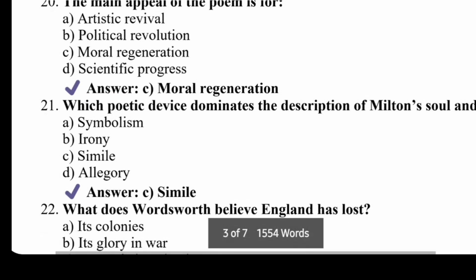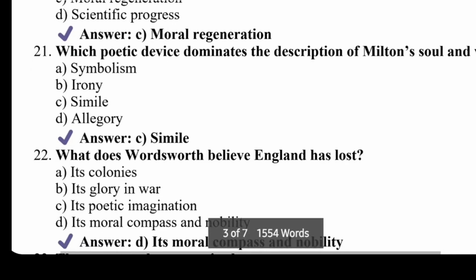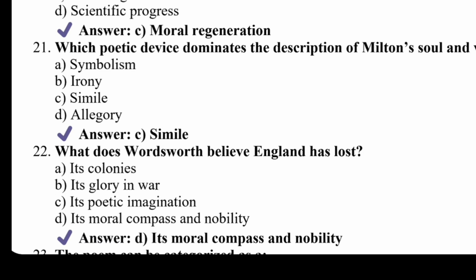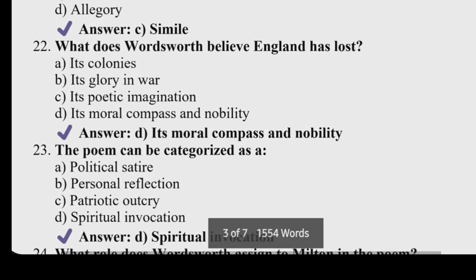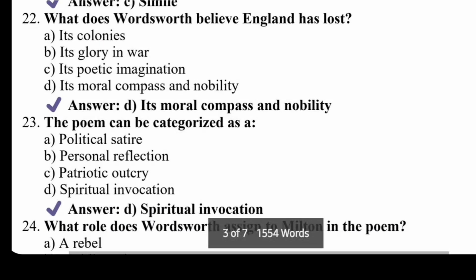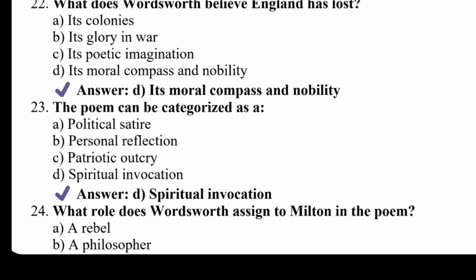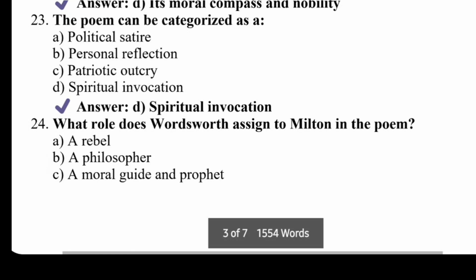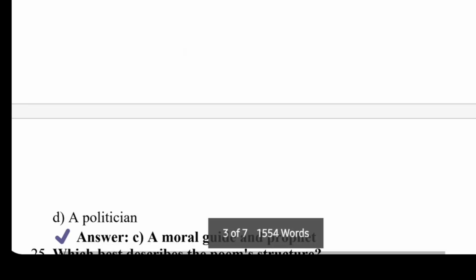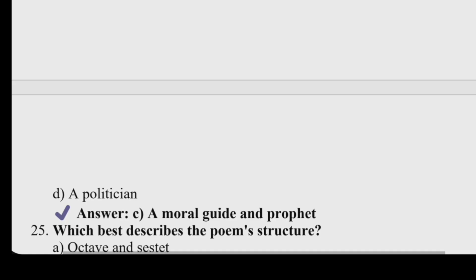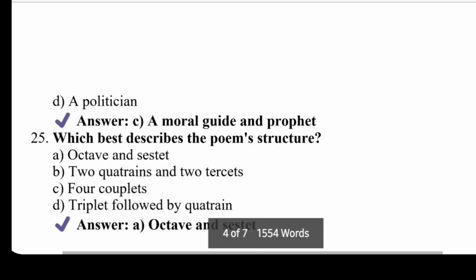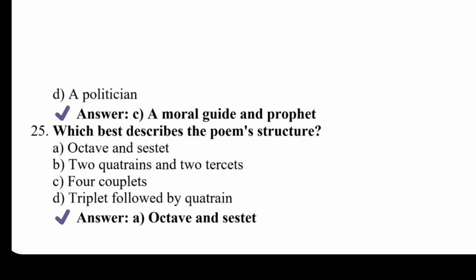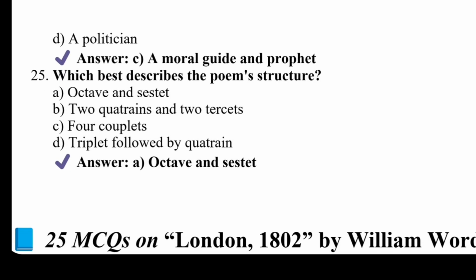What does Wordsworth believe England has lost? England has lost its moral compass and nobility. The poem can be categorized as a spiritual invocation. What role does Wordsworth assign to Milton in the poem? A moral guide and a prophet. Which best describes the poem's structure? The octave and sestet that I told you previously.